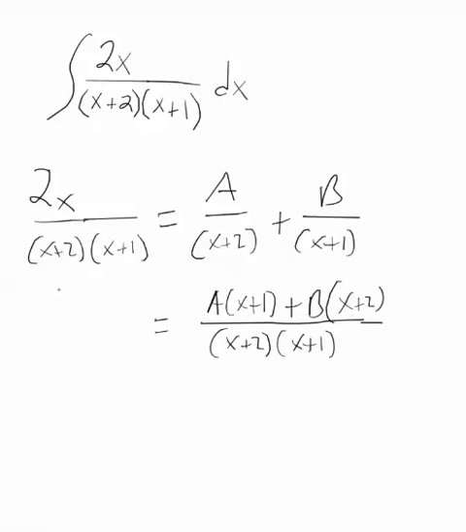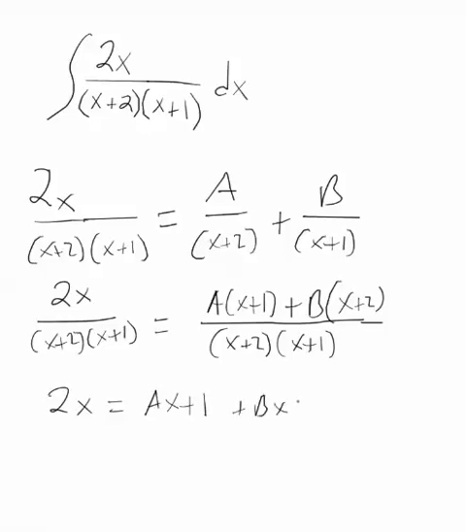But here's the thing. I need to force that to match what I started with. Because remember, I'm trying to figure out what values of a and b make this true. Well, the denominators are already all set. They're perfect. The only thing I really have to still force is the numerator. So this is ax plus 1 plus bx plus 2b. And the forcing basically comes into matching things up. Apples with apples, oranges with oranges. I have two x's on this side. I have ax and bx on this side. So that means I need my a plus b to equal the 2.